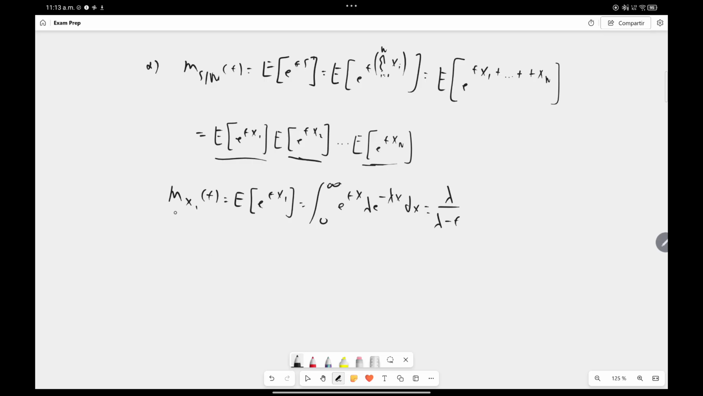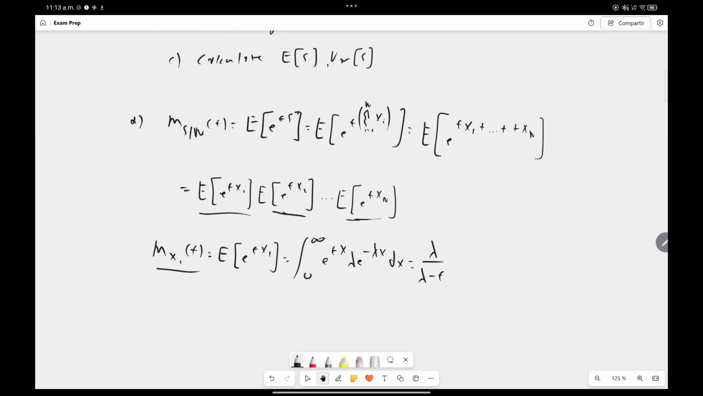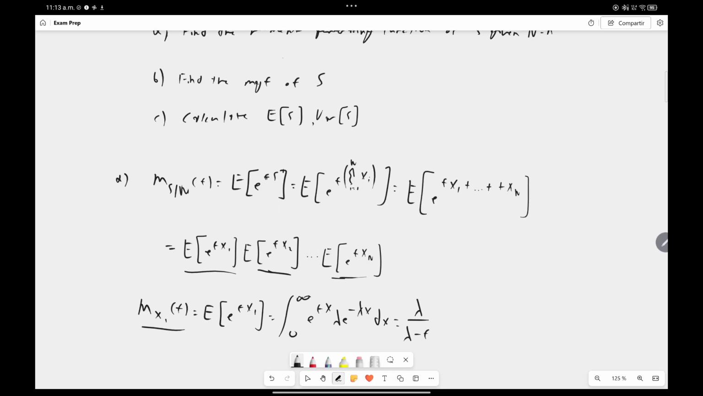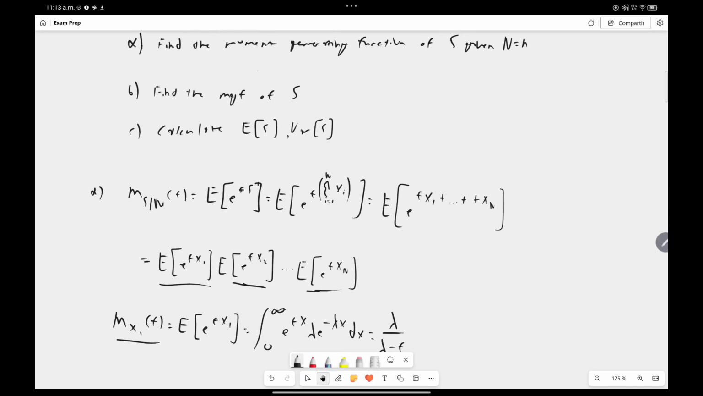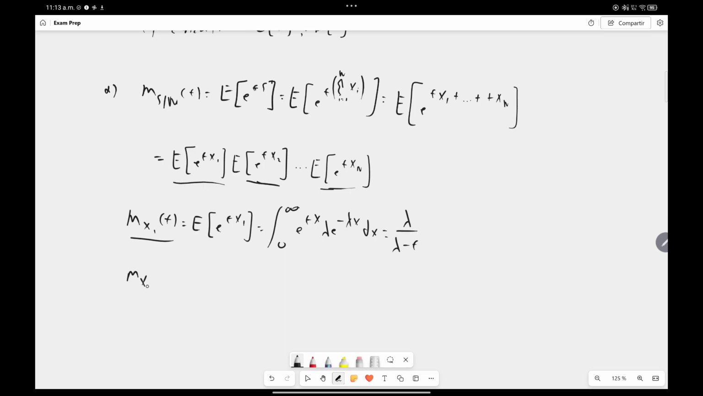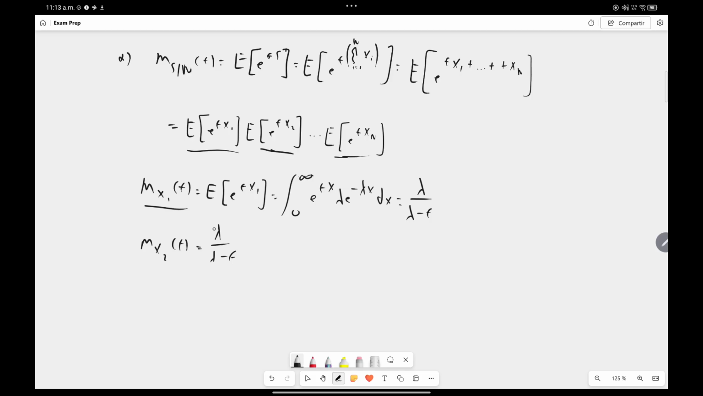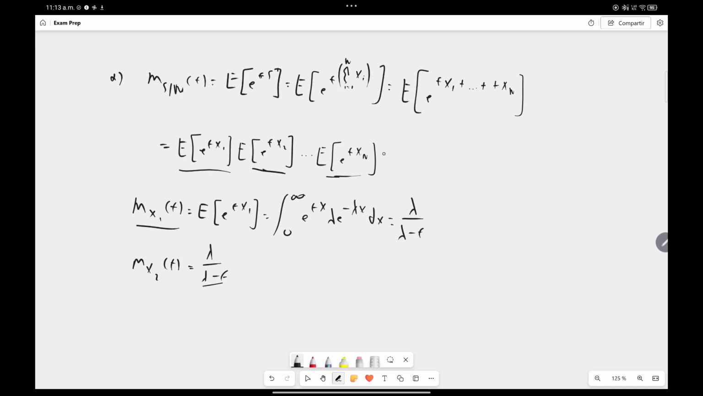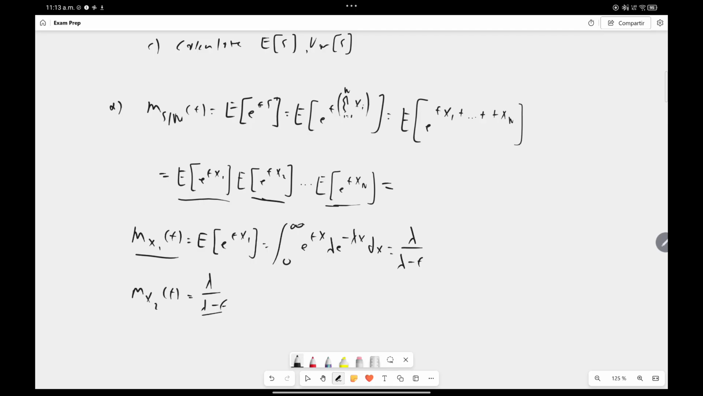Now, what you can do after you've calculated M_X1 is say that because X1, X2, X3 are identically and independently distributed random variables, it means that M_X2(t) is also going to be lambda over lambda minus t, and so on, with the moment generating function of Xn being this also. And so the moment generating function of S given N is going to be equal to lambda over lambda minus t, to the power of n.